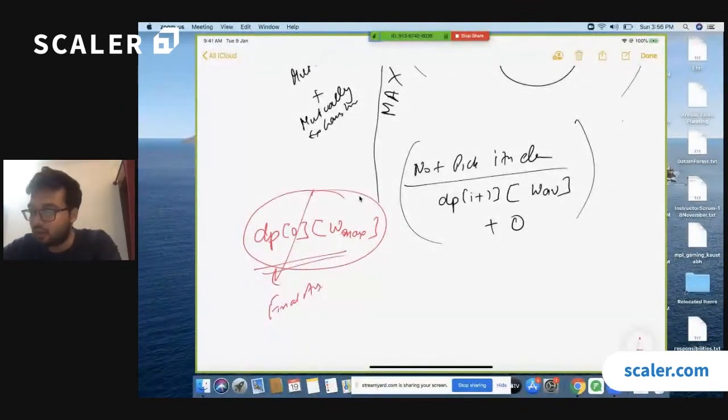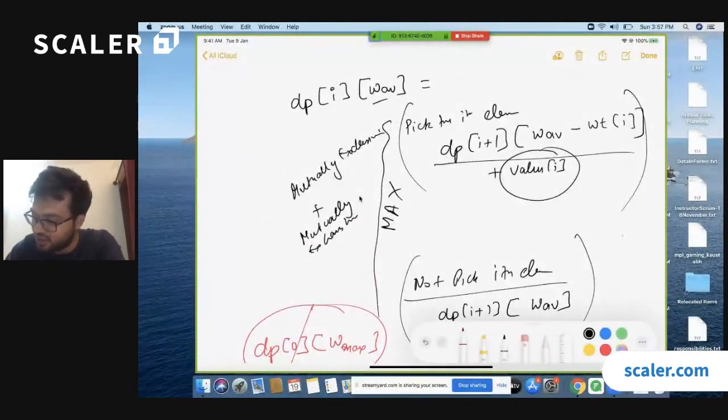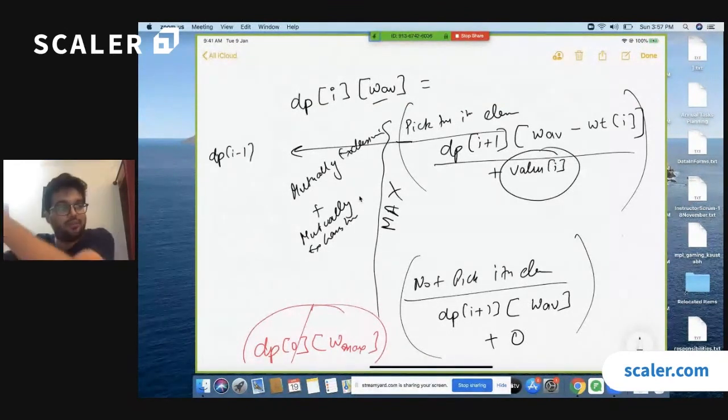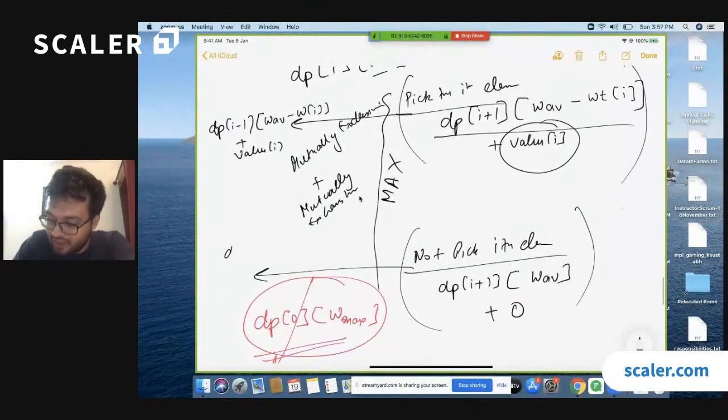If I chose to build it the other way around, I will just write it here so that everybody appreciates in the class. Otherwise I would have said, if I'm picking the ith element, my problem reduces to dp of I minus 1, because I'm building from here to here. If I'm trying to solve it the other way around, the weight available would still be the weight available minus the weight of the ith element, plus the value would still be the value of i added. If I do not pick it, my dp state would become dp of I minus 1, weight available, plus 0.